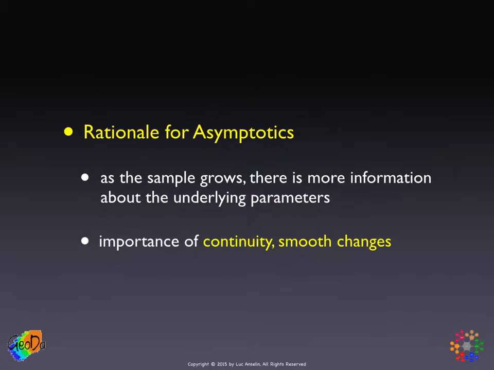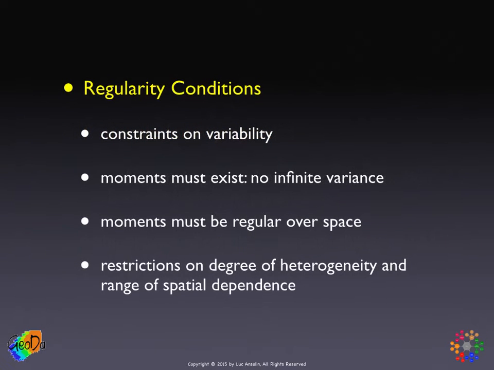exploit the asymptotics to derive properties that hold in the limit, and then through some transformation that we'll see in a few minutes, we do something which is actually a little bit counterintuitive, especially the first time around, is we get something which looks like finite sample properties, but they're really based on properties in the limit. So first, in order to move towards asymptotics, we need what is called regularity conditions.